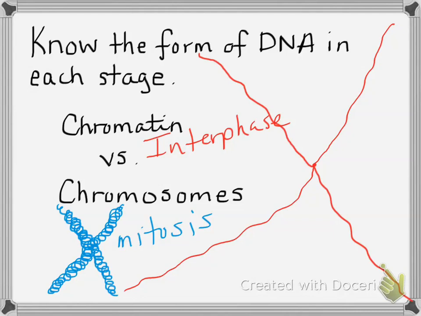The other thing I have up here is when can you find them? Well, chromatin you find during interphase. Chromosomes you find during mitosis. We did that in lecture today, but if you need to indicate these things in your notes, feel free to do so. This one over here is chromatin, and that one's chromosomes. Chromatin exists during interphase. Chromosomes exist during mitosis. Okay?